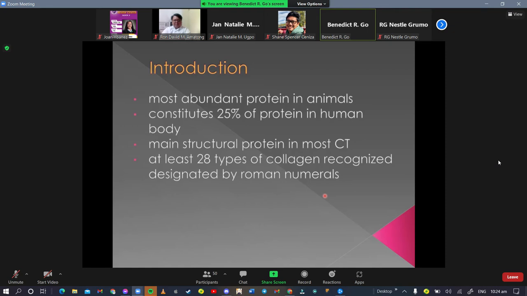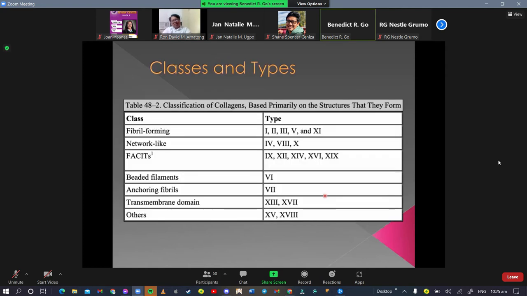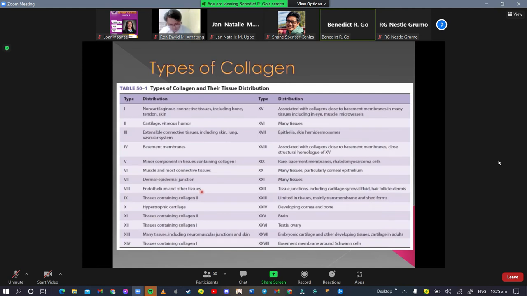It's the main structural protein in most connective tissue, and at least 28 types of collagen are recognized, designated by Roman numerals. You have different classes of collagens corresponding to the different types. For example, fibril forming are types 1, 2, 3, 5, and then 11. And for purposes of discussion, just try to focus on the first four types.